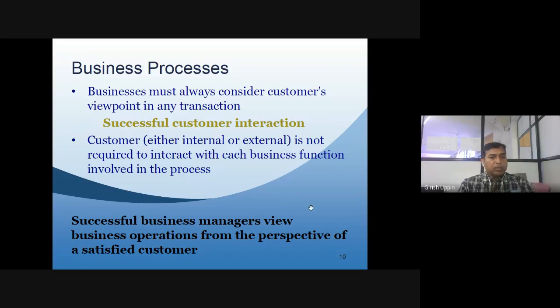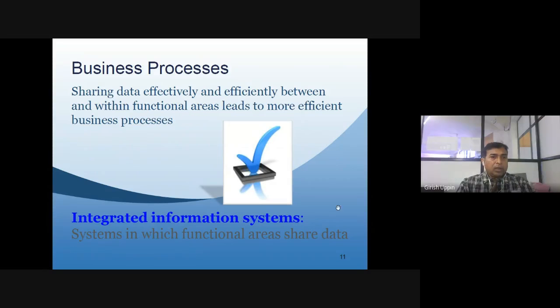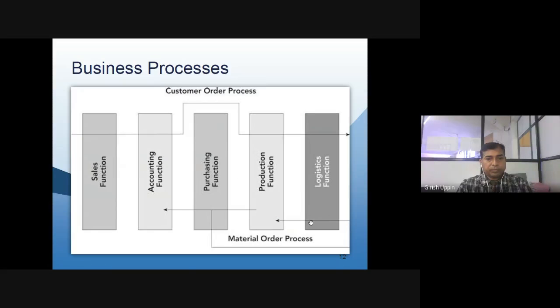Successful business managers view business operations from the perspective of a satisfied customer. Business process: sharing data effectively and efficiently between and within functional areas leads to more efficient business processes. An integrated information system where functional areas share the data, that is the ERP.